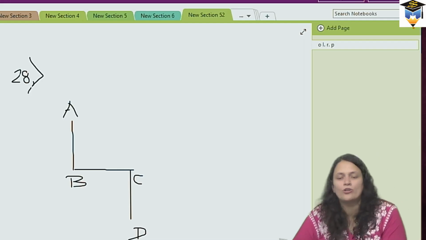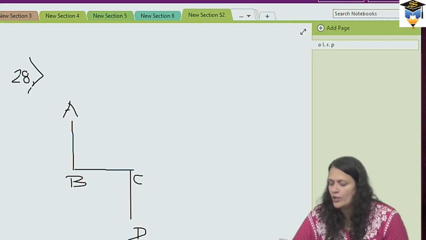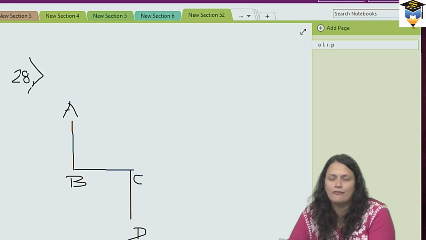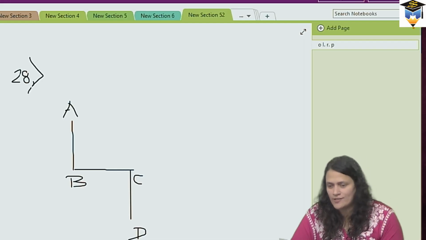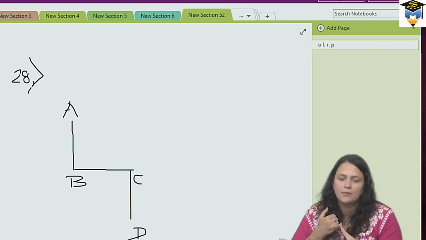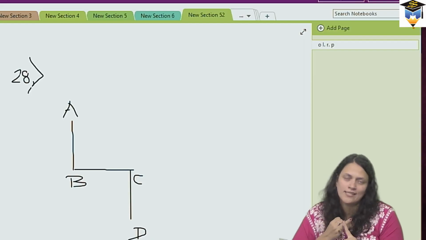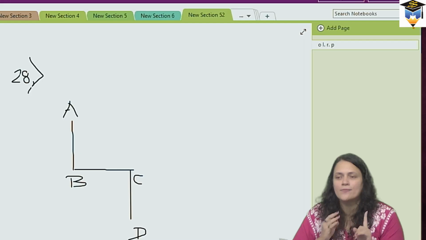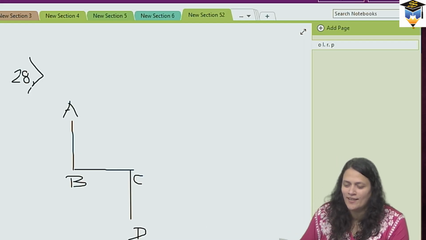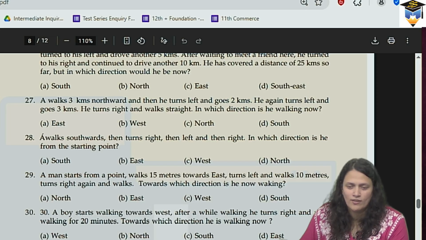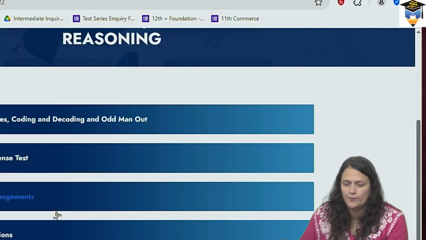Now I have already told you that logical reasoning comes for 20 marks generally on an average. So 5 marks for each topic. There are 4 topics in logical reasoning. We have done number coding, decoding, direction test. Now this is our third topic, that is blood relations. Actually it is a very interesting topic. So let us go to blood relations.